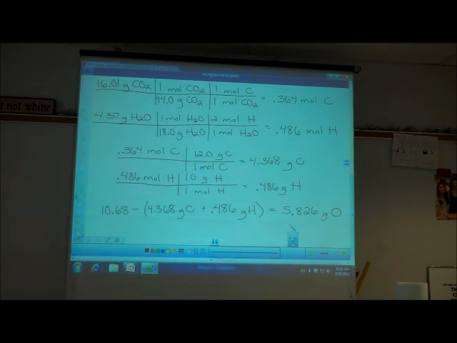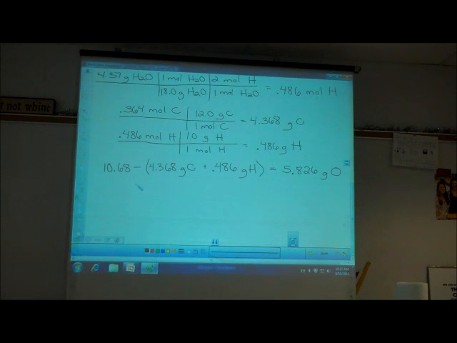Guys, I'm really trying to model here for you a process to get through these really long multi-step problems. You need to keep reminding yourself at every step, where am I trying to ultimately end up? Moles of each element. I've got moles of C, I've got moles of H. Can I get to moles of O? Yes. Yes. We're almost done.